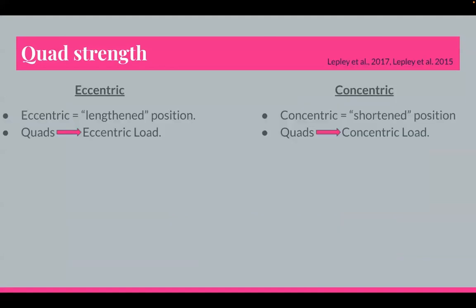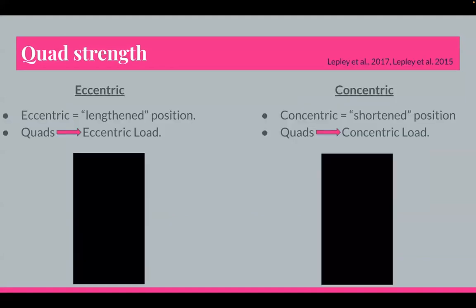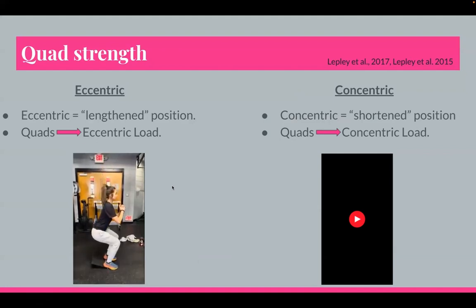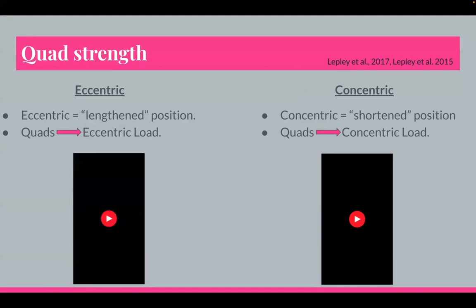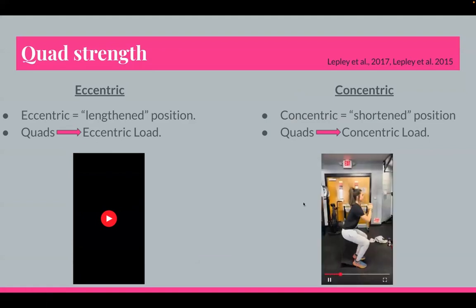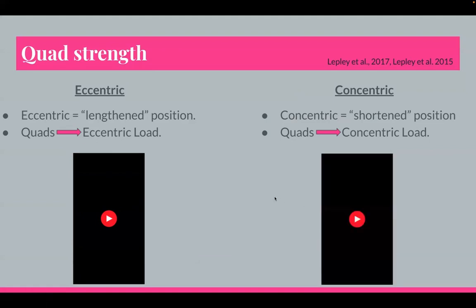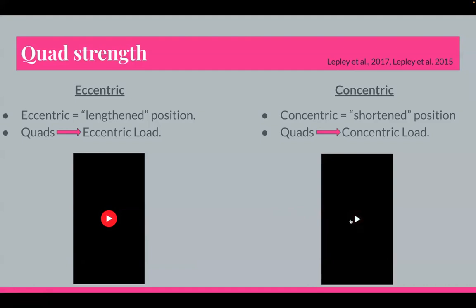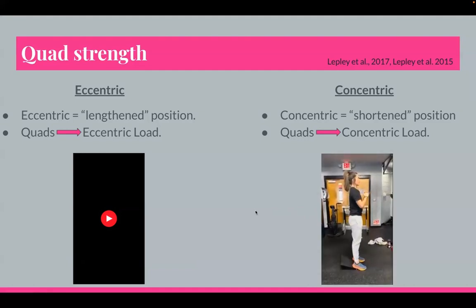We're going to look a little more at quad strength. We're going to talk about eccentric and concentric strengthening. So here we have what's called eccentric strengthening. This is when the muscle is in the lengthened position. So as you see, I'm going down really slowly. I'm lengthening my muscle, and I'm doing what's called eccentric strengthening. On the right, you have concentric strengthening. So I am pushing up from my squat quickly, and my quad is going into a shortened position. So this is considered concentric strengthening.